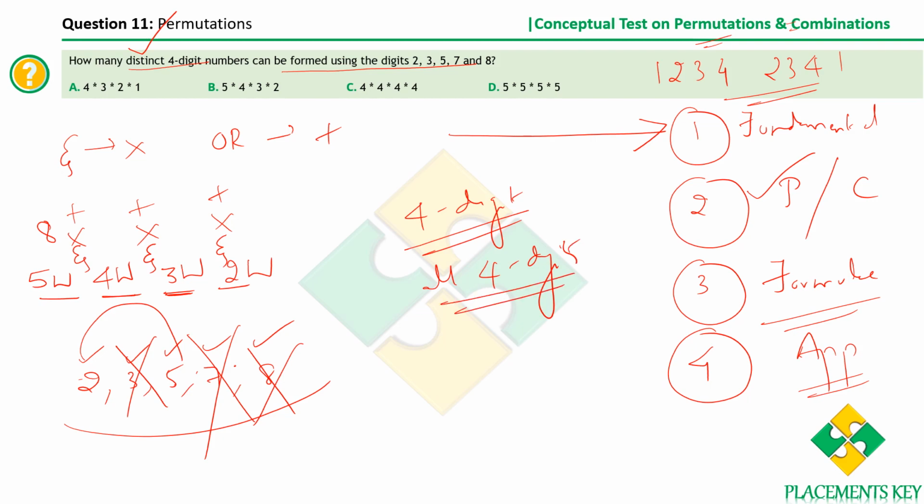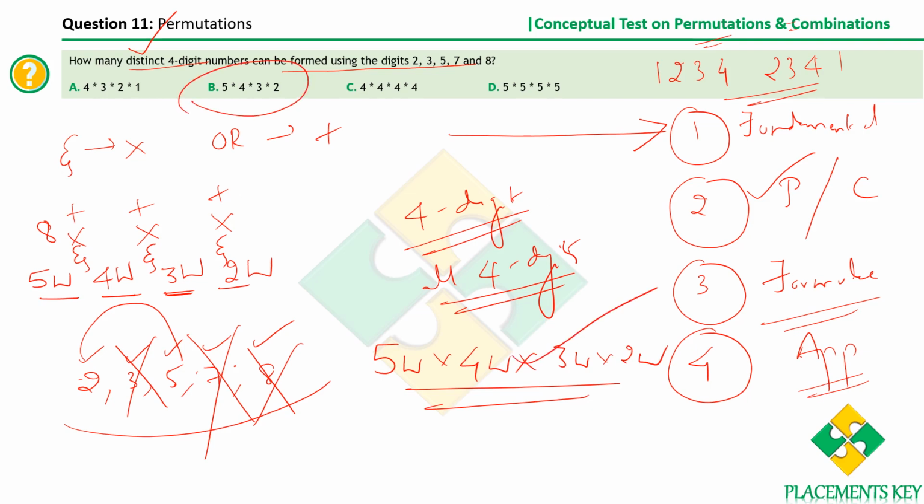Therefore, it is AND. Therefore, the answer is 5 ways into 4 ways into 3 ways into 2 ways. It is multiplication. This is the answer. So 5, 4, 3 and 2. So option B is the right answer.